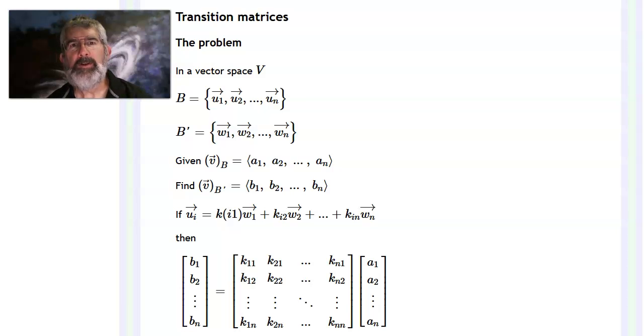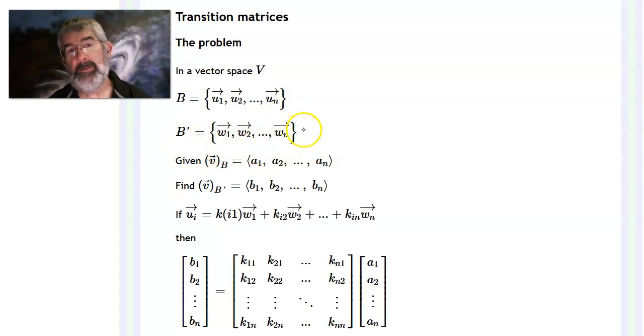In this video, I want to take a look at how we calculate transition matrices so that we can then convert coordinates with respect to one basis to coordinates with respect to another basis. As a reminder from the last video, here's the basic problem. We're in a vector space V and we've got two bases: basis B being u1 up to un and basis B prime being w1 up to wn.